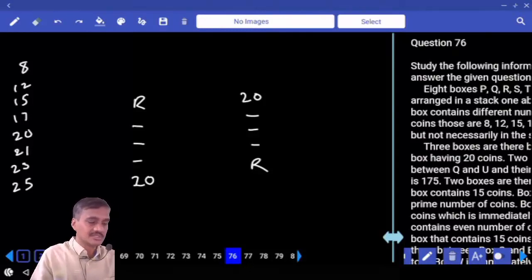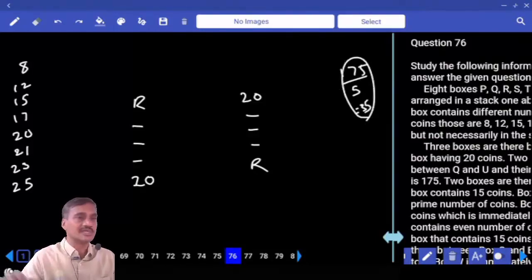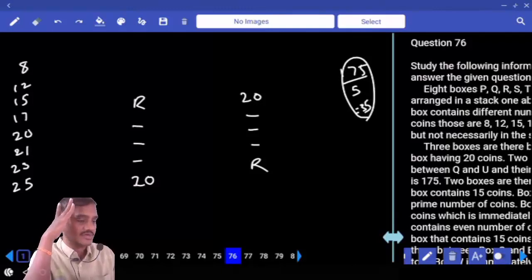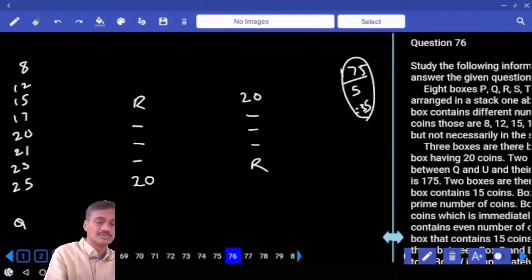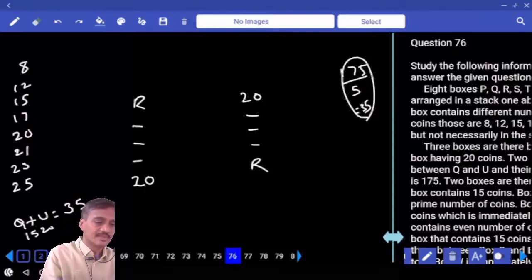The total sum is 175. If you divide this 175 by 5, what value do we have? 35. Because all these are denominations of 5 rupees, the total value is 175, and 175 divided by 5 is 35. So Q plus U is 35. What are the different possibilities? 15 and 20 in any order is one such possibility.